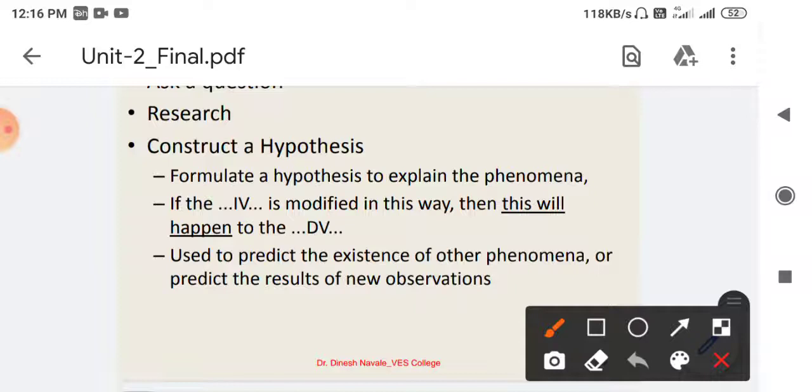Okay, so I can say that the water is good for drinking purpose. This is my hypothesis. Before I am doing the experiment, I have predicted that this water might be useful for the drinking purpose.